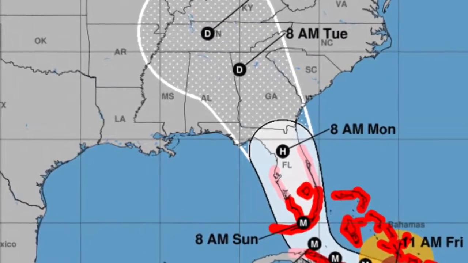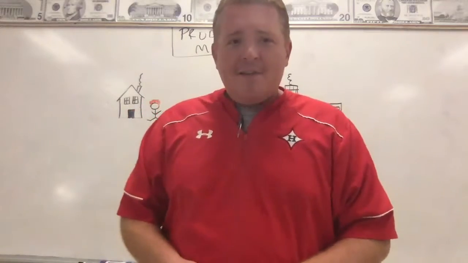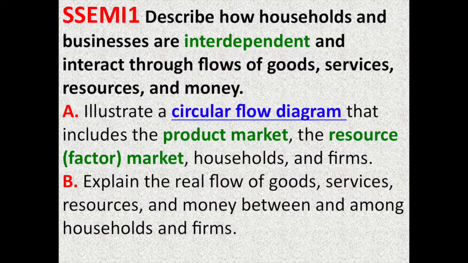But in either case, we need to make sure that we're doing everything by the standard. This first standard is SSEMI 1, that's Social Studies, Economics, Microeconomics 1. It says you need to describe how households and businesses are interdependent and interact through flows of goods, services, resources, and money. A says to illustrate a circular flow diagram that includes the product market, the resource or factor market, households and firms.